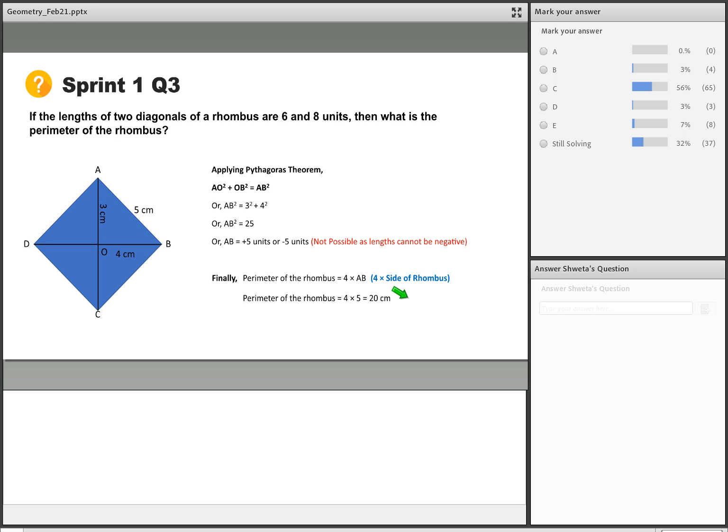So the correct answer for this one was option C, and we had 56% accuracy for that. I hope everybody here now is very clear about rhombuses. I'll open the short answer pod. Tell me if rhombus now is clear. You know the difference between rhombus, square, parallelogram.